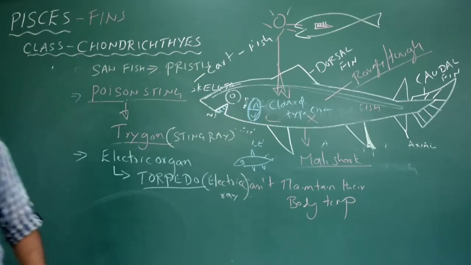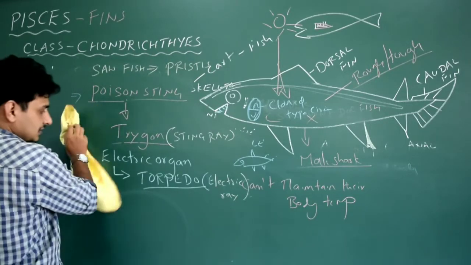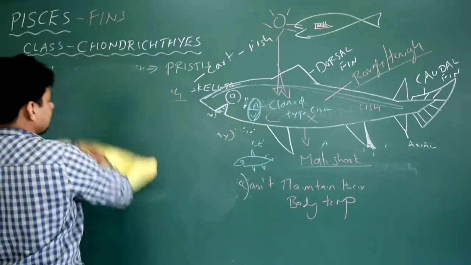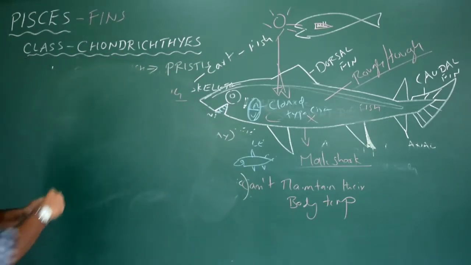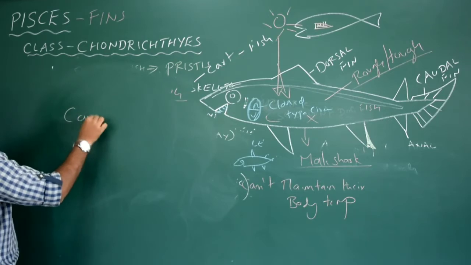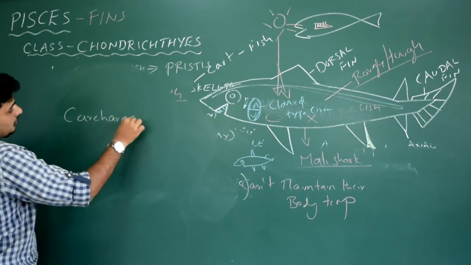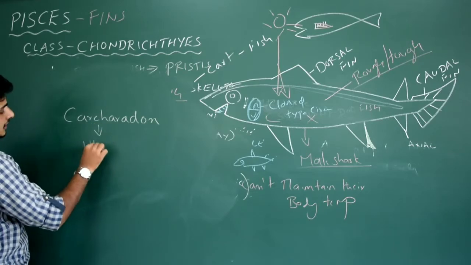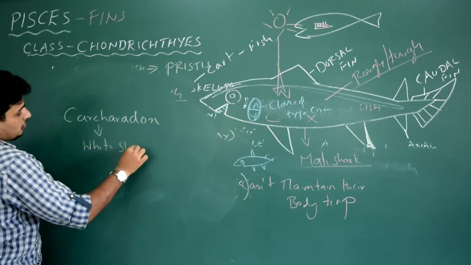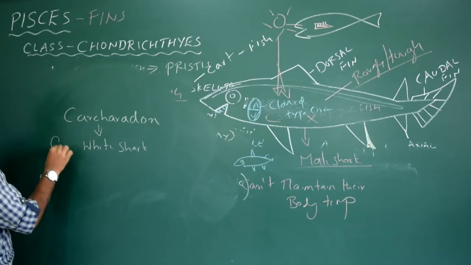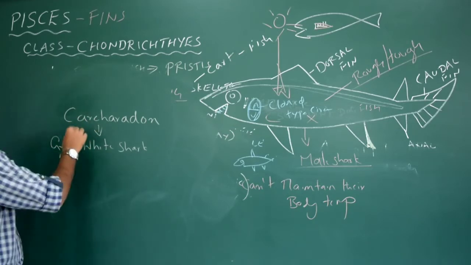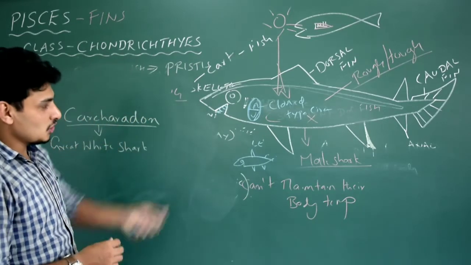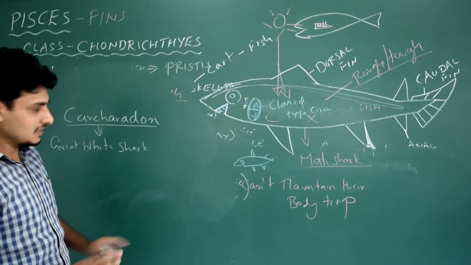Okay, one more example I would like to add here. We'll erase this portion. That is Carcharodon. Carcharodon is nothing but the scientific name of great white shark. Very dangerous shark. Great white shark, the scientific name is Carcharodon. Okay, and Scoliodon, dogfish. Simple, easy, right?